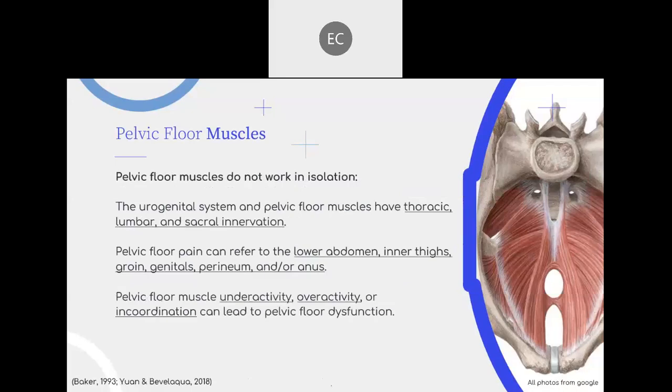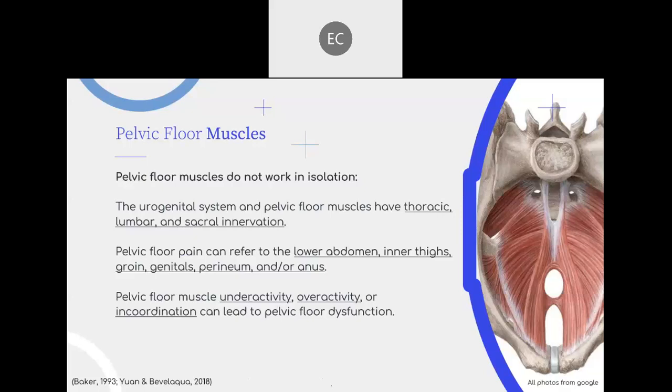Okay, and now onto the pelvic floor muscles. The pelvic floor muscles do not work in isolation. The urogenital system and pelvic floor muscles have thoracic, lumbar, and sacral innervation. Pelvic floor pain can refer to the lower abdomen, inner thighs, groin, genitals, perineum, and/or anus. And pelvic floor muscle underactivity, overactivity, or incoordination can lead to pelvic floor dysfunction.